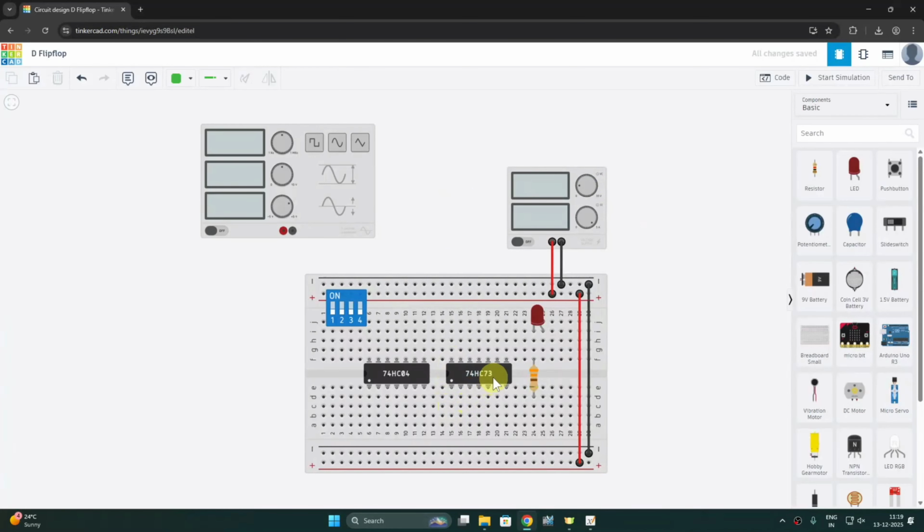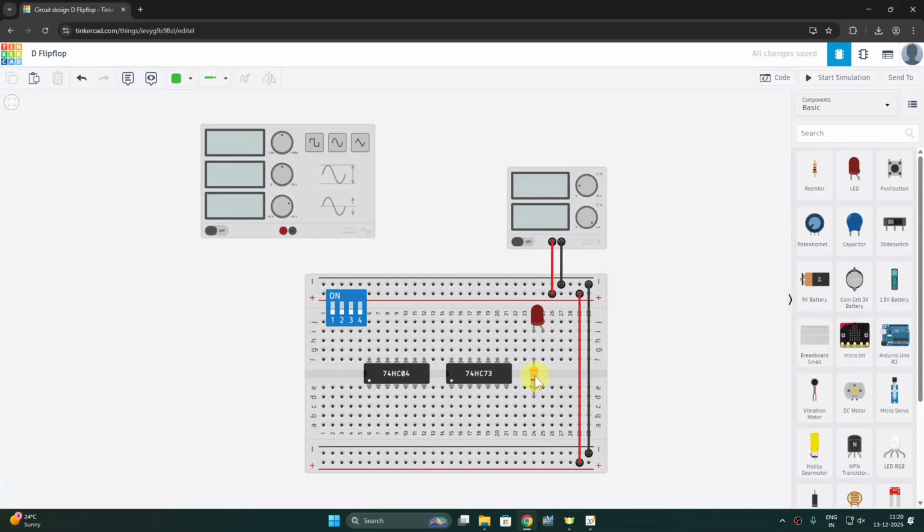Basically we will need a JK flip-flop IC. In order to design D flip-flop, we will need a NOT gate IC, which is IC 7404, also known as inverter IC. Then in order to apply the input, you can use either slide switches or you can use DIP switches like this. In order to apply clock signal, we will need function generator. And in order to power this circuit, we will need a 5-volt power supply. And to check the output, we will need a LED and a current limiting resistance, which must be of 330 ohm. So these are the required components.